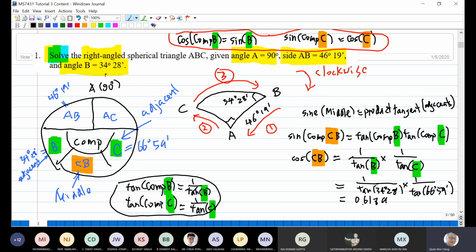So what is CB now? CB, in this case, is the one you want to find, the middle part. I always use orange for the middle part in this slide, and green for the one I know. So this is actually cosine inverse, and the answer is 51 degrees 47 minutes. Return the decimal point to 51°47'. And this is how you find CB.